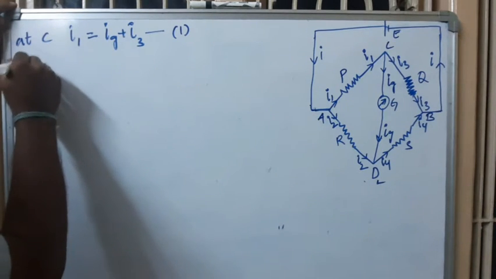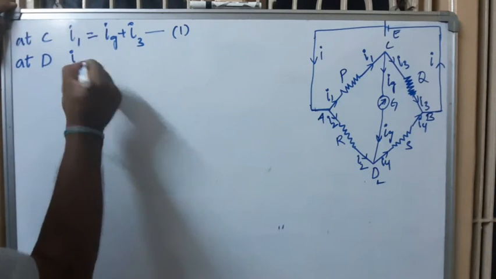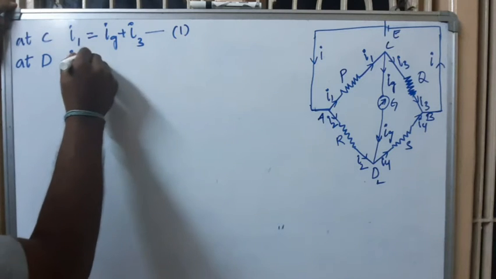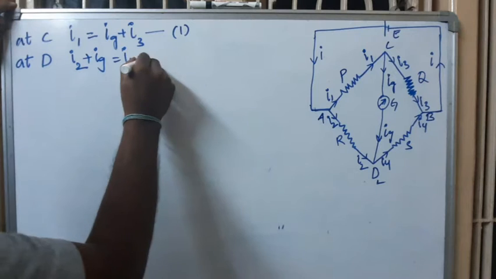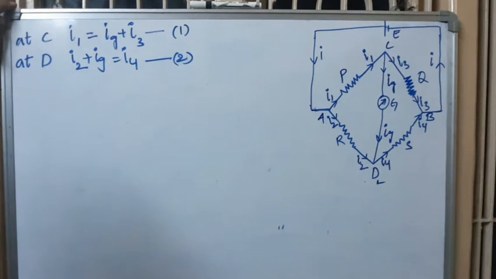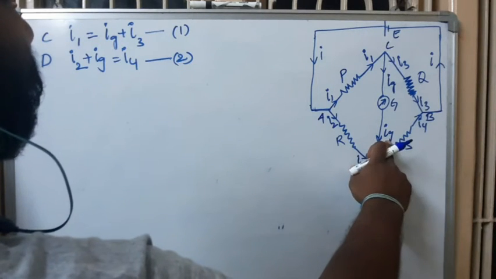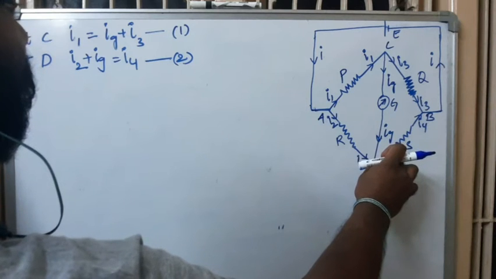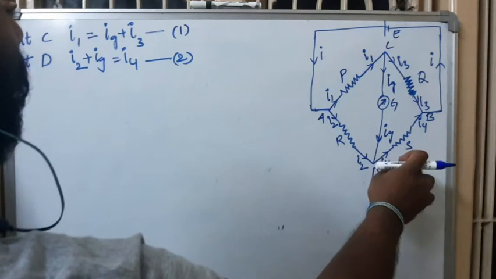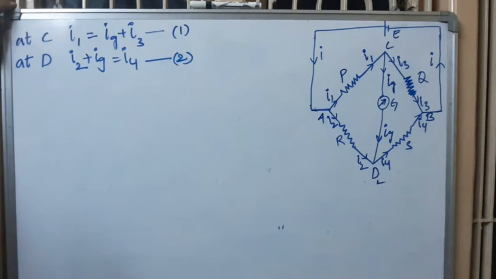Now coming to the junction D. Applying Kirchhoff's first rule, I2 plus Ig will be equal to I4. Assume this as equation 2. I2 plus Ig equals I4 because these two are coming in the same direction and this is the other direction, inward and outward. So these are the two equations.